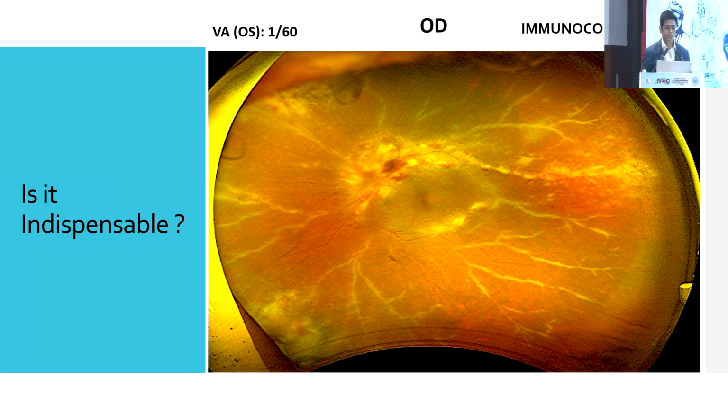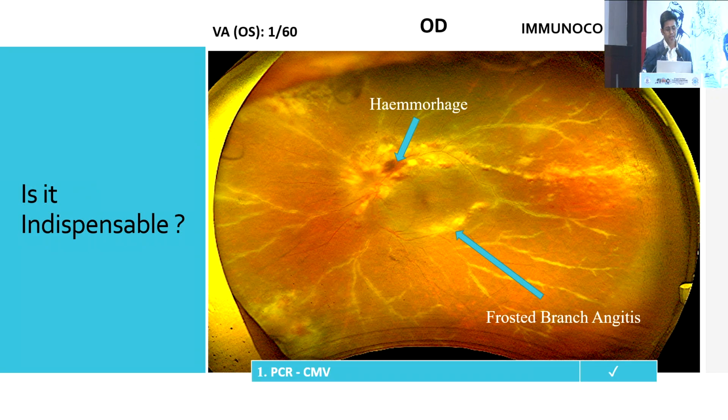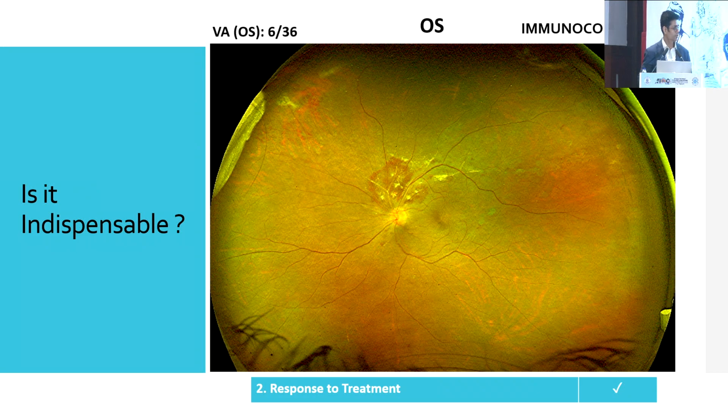Another case, in this patient, we can see that there are hemorrhages, there is a perivasculitis. It's more that we know that it is a case of CMV. It's an immunocompromised patient, and when we confirm it, it's positive. And you can see it also responds to the treatment.